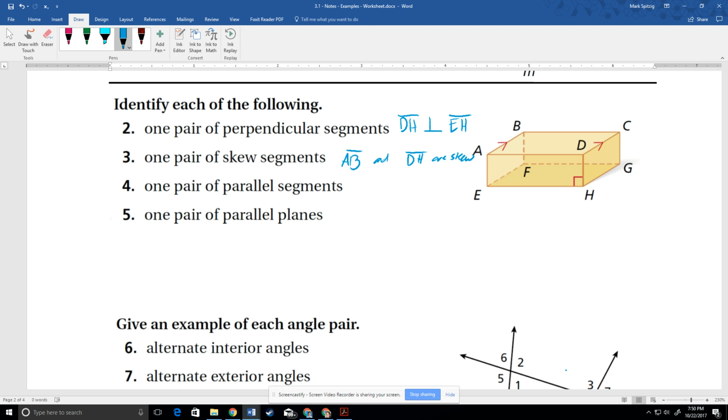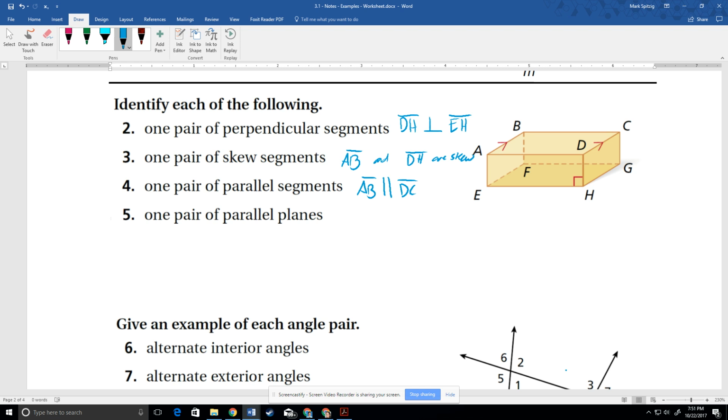Basically, in this case, they're on different planes, right? They're going to be at different depths. One's forward, one's back. They're going in different directions. All right. So one pair of parallel segments. Well, they mark these two as parallel, so those are the obvious ones. If I say AB, and again, I'm going to use my symbol, is parallel to DC. AB is parallel to DC. There are a lot of other ones, like I said, especially if you assume everything's a right angle. BF and DH are parallel. AE, DH, AD, BC. There's a whole bunch of them.